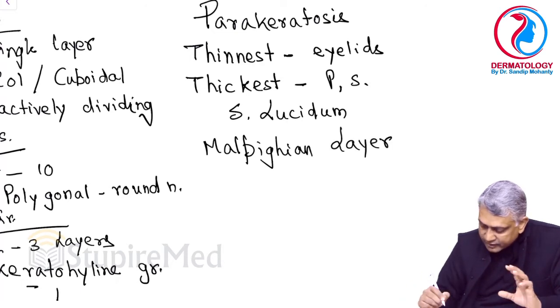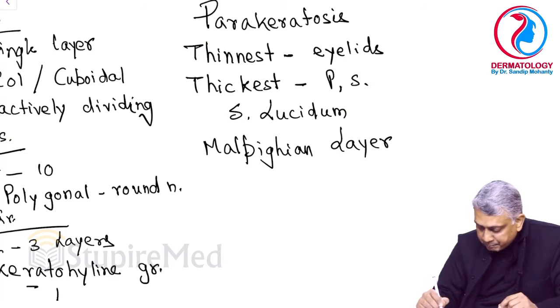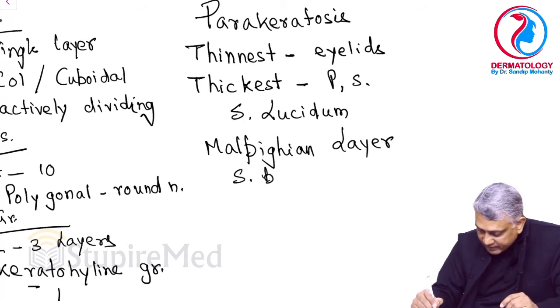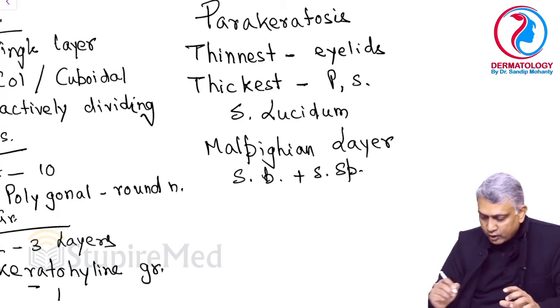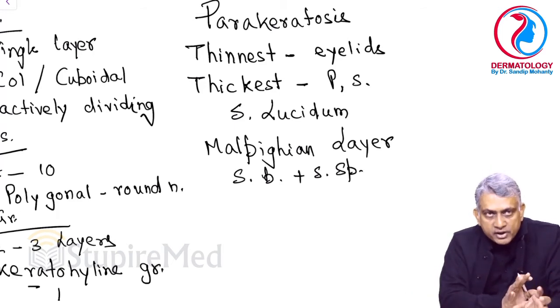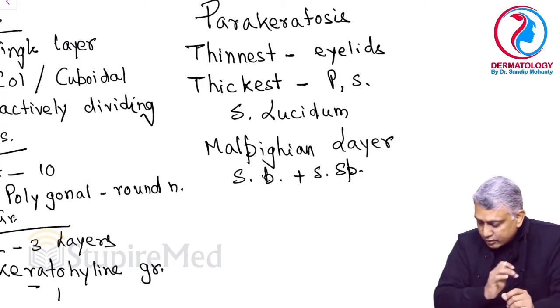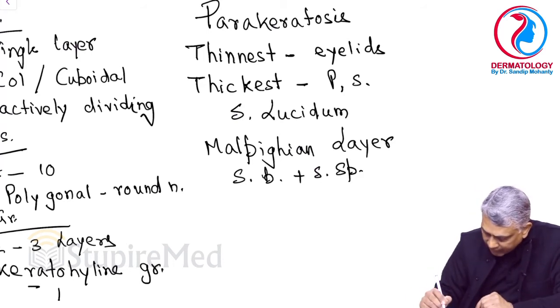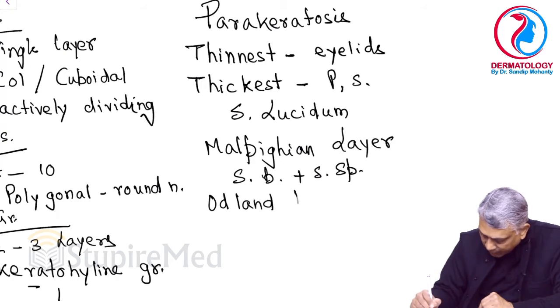Malpighian layer is composition of both stratum basale plus stratum spinosum. So, stratum spinosum and basale in combination, it's known as Malpighian layers. One more thing to know is Odland bodies. What are these Odland bodies?